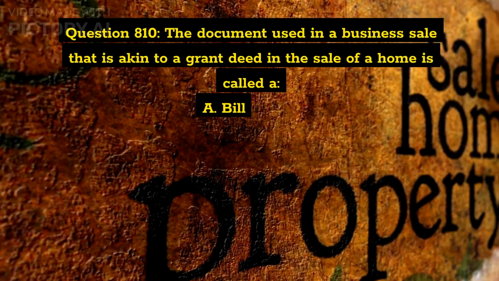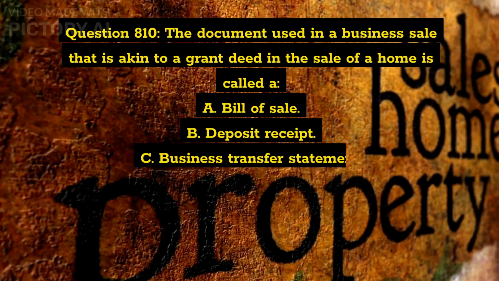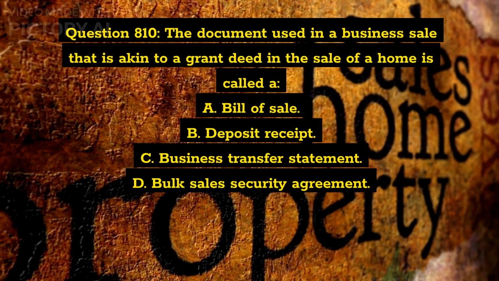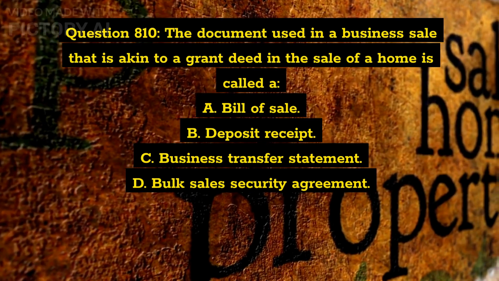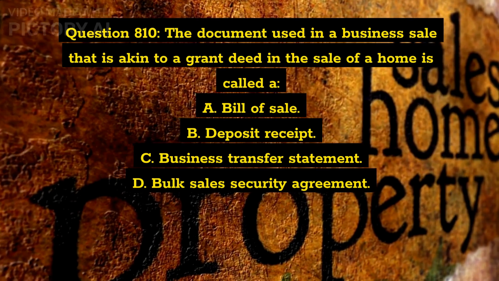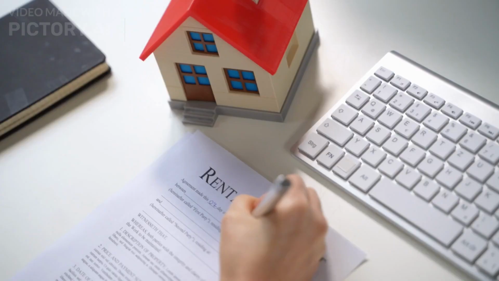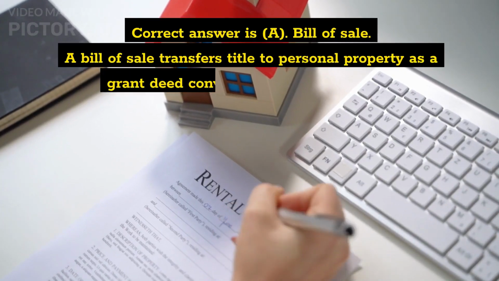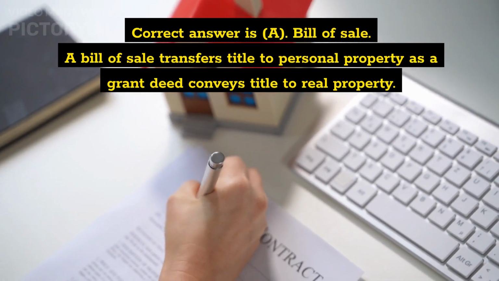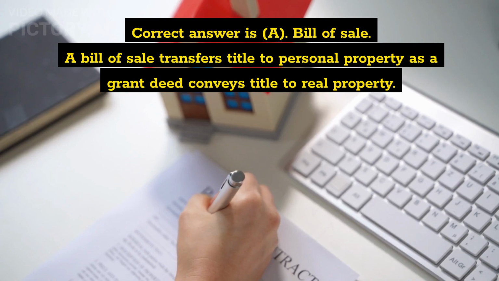Question 810. The document used in a business sale that is akin to a grant deed in the sale of a home is called: A. Bill of sale, B. Deposit receipt, C. Business transfer statement, D. Bulk sales security agreement. Correct answer is A. Bill of sale. A bill of sale transfers title to personal property as a grant deed conveys title to real property.